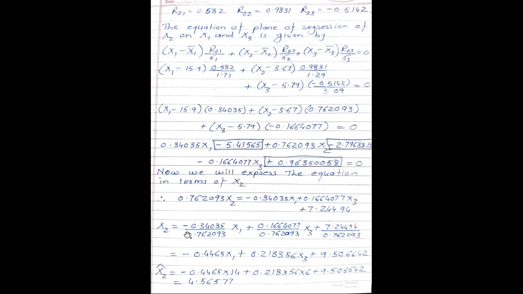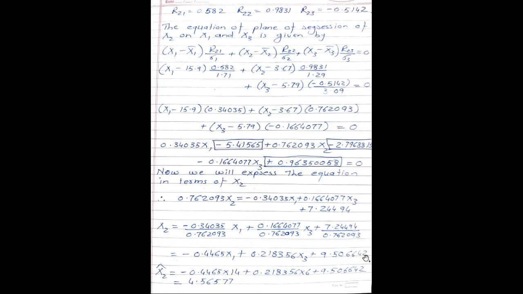So x2 is equal to minus 0.34035 divided by 0.762093 x1 plus 0.1664077 divided by 0.762093 x3 plus 7.24494 divided by 0.762093. So the equation becomes minus 0.4465x1 plus 0.218356x3 plus 9.506642.